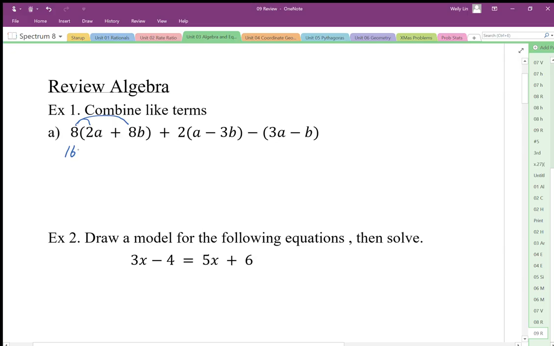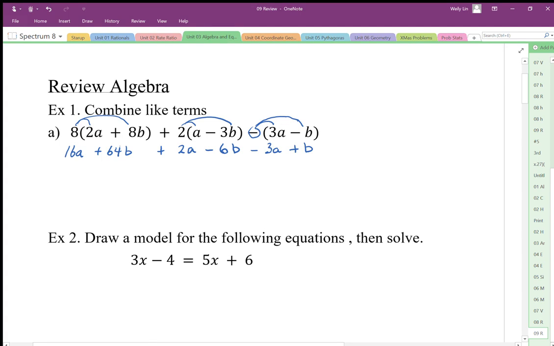So I have 16 A's plus 64 B's, plus, need to distribute that in, 2 A's, I'm taking away 6 B's. Make sure that you interpret that sign as minusing everything in the brackets. So I'm going to minus 3 A's. I'm going to minus a negative B. That means I'm going to add B.